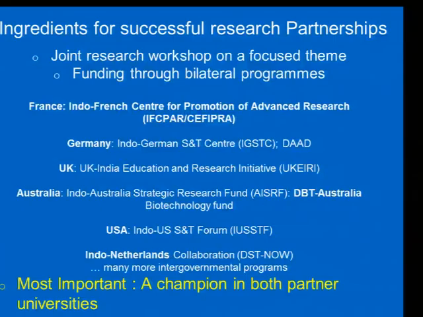So for France, there is the Indo-French Centre for the Promotion of Advanced Research. For Germany, we have the DAAD. For the UK, we have UKERI. We have the Australia Fund, the Indo-US Science and Technology Forum, the DST-NWO, and many, many more intergovernment programs. But these are usually the start points of excellent research, and this needs a champion at both sides to shepherd it through many, many rounds of selection.